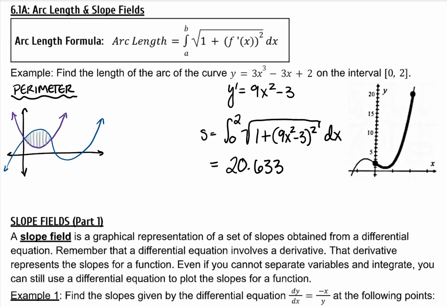Sometimes arc length questions ask for the perimeter of a shaded region. Notice this area between the 2 curves. If they ask you for the perimeter, then you would use the arc length of the blue curve from A to B and add it to the arc length of the purple curve from A to B to get the perimeter of the shaded region.